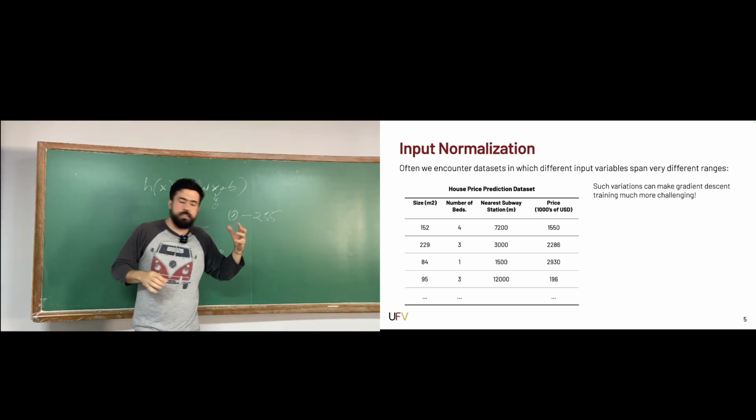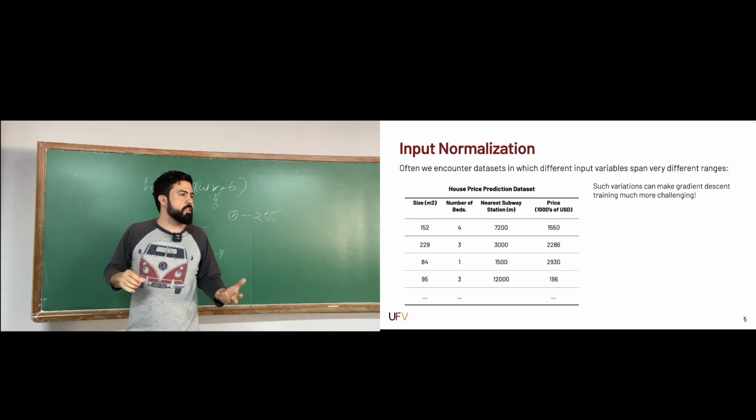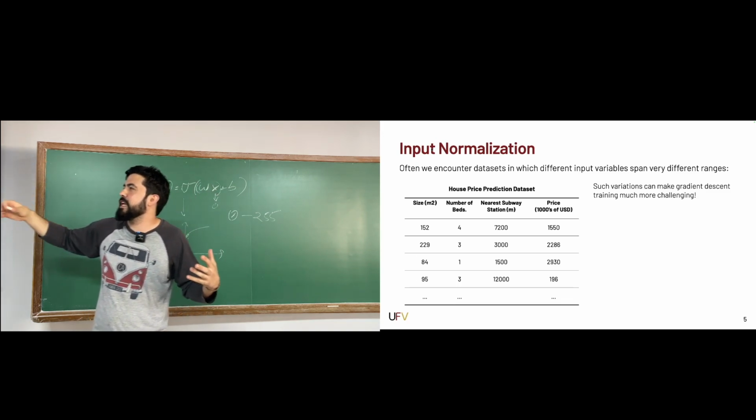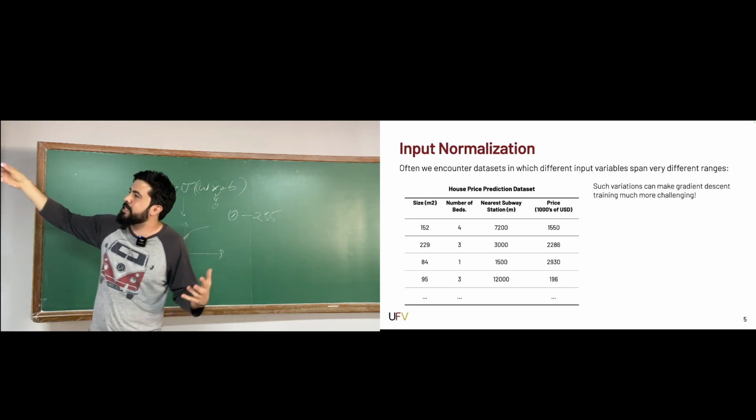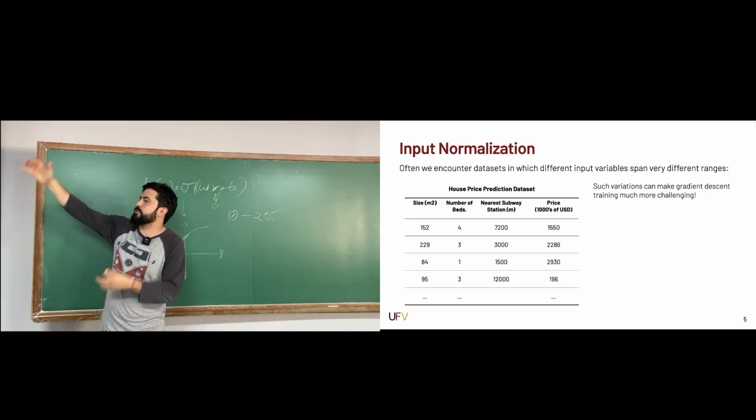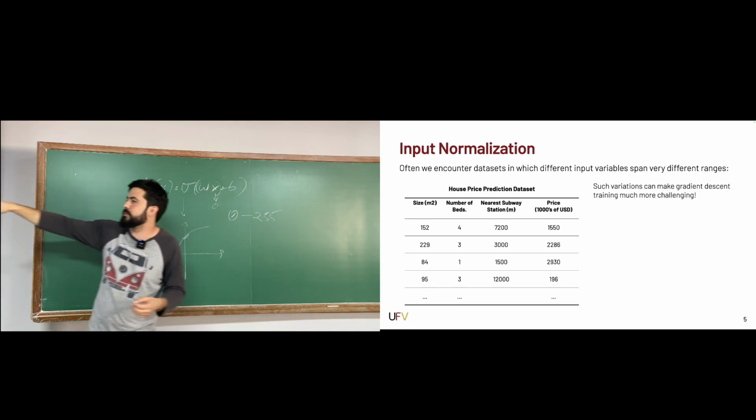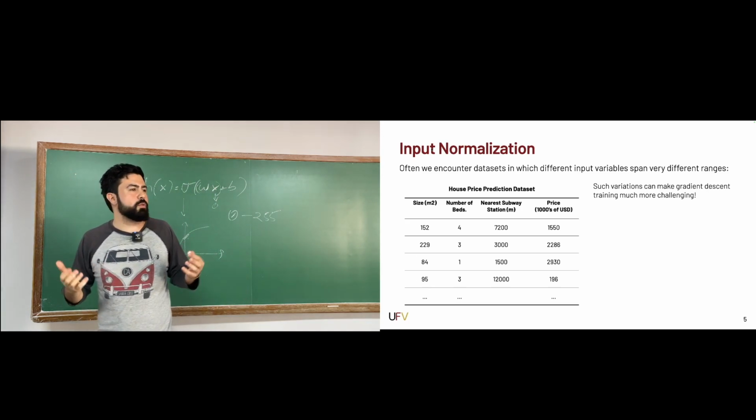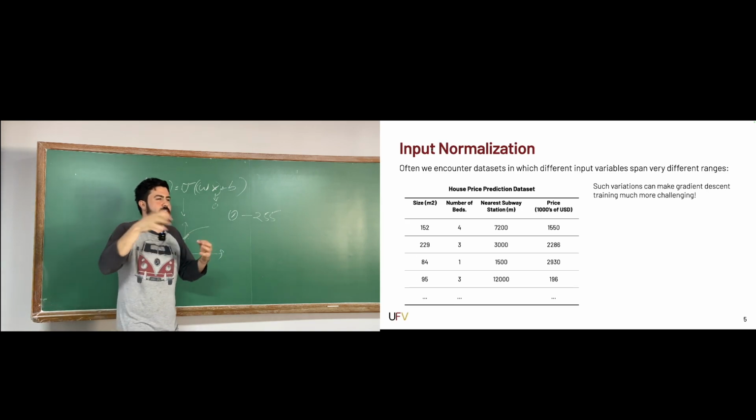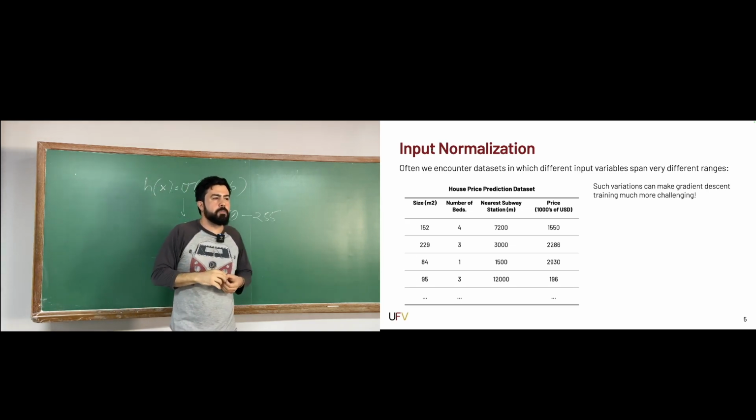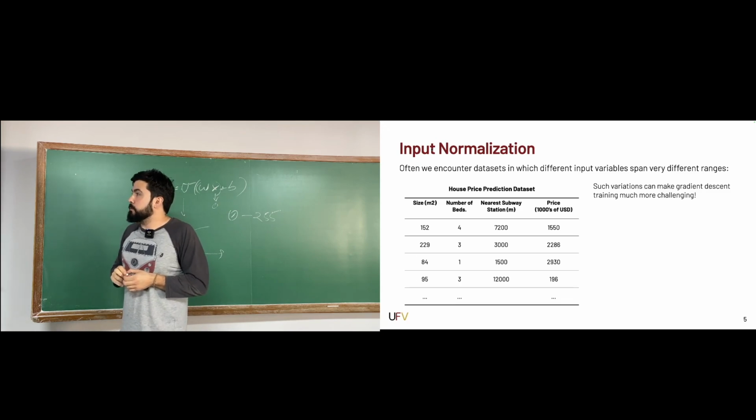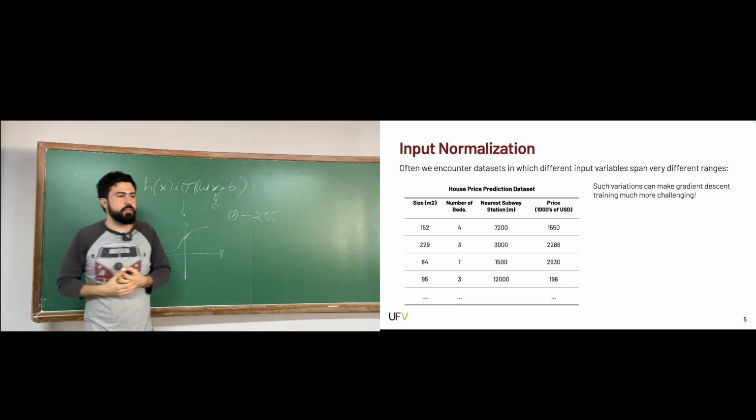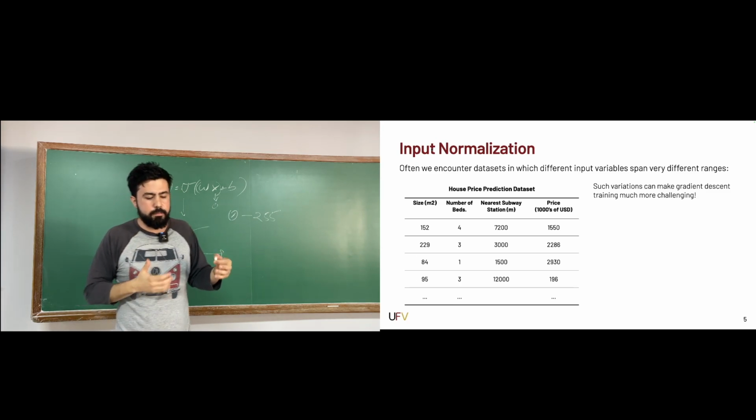So one is defined in square meters, the other one is defined in number of bedrooms, so it's a unit value, it's an integer. The other one is in meters, so then it has those very large values. For example, the last example there has 12,000 meters, which is 12 kilometers, right? So it's a house that is very far from a subway station. So that difference in range of these features might make your training much more challenging.